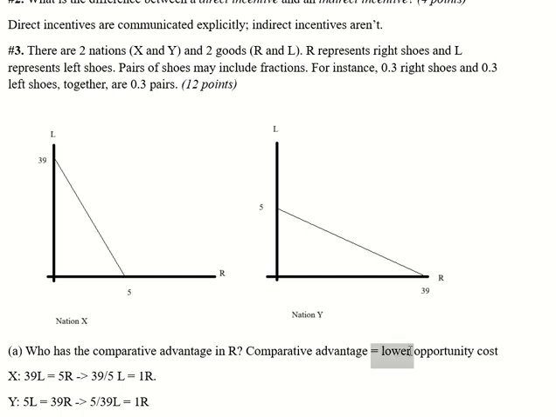So try to figure out who has the lower opportunity cost. That would be nation Y, because nation Y gives up about 1/8 of a left shoe, whereas nation X gives up around 8 left shoes. And 1/8 is less than 8.